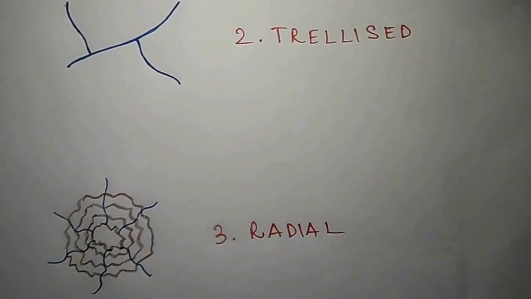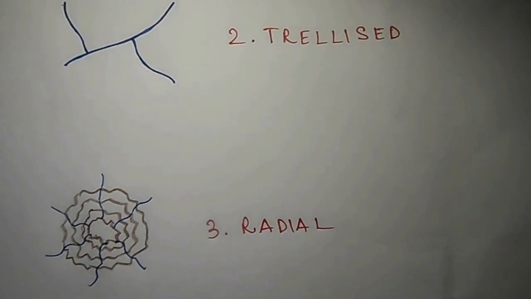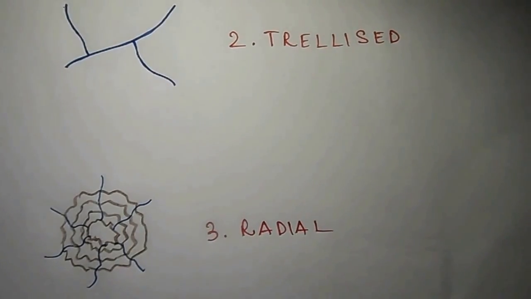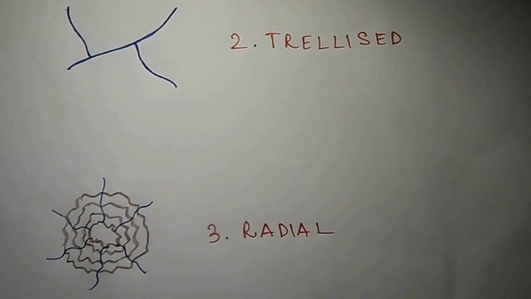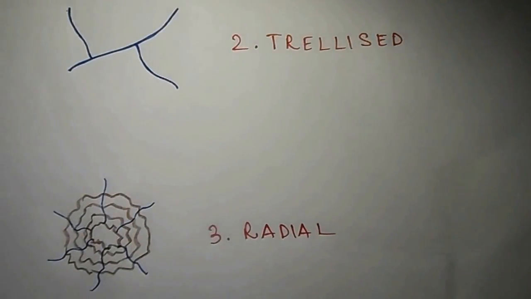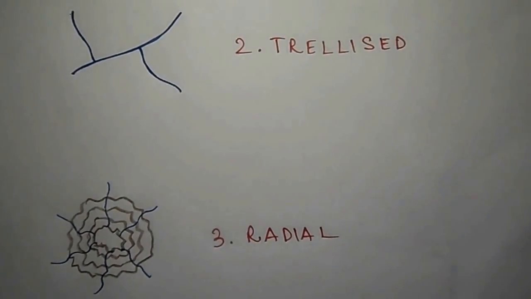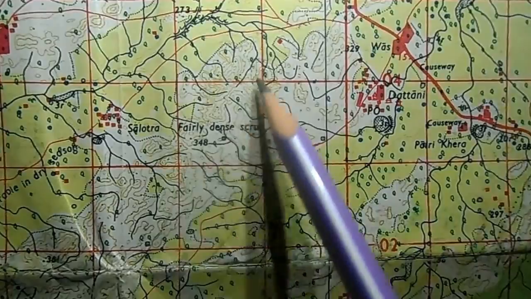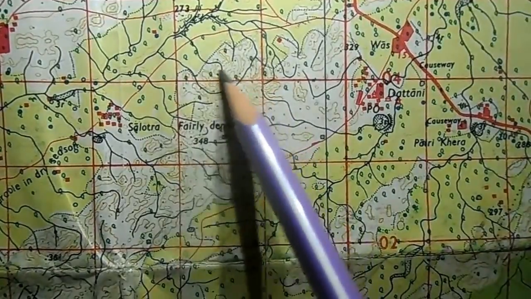Third, we have the radial drainage pattern. This is the easiest to find out. We have simple contour lines, a hill or a ridge, something like that, and water flowing from up towards the down. So basically this is easy to find. Let's show you an example on a topographical map now. As you can identify here easily, we have contour lines and streams flowing downwards.